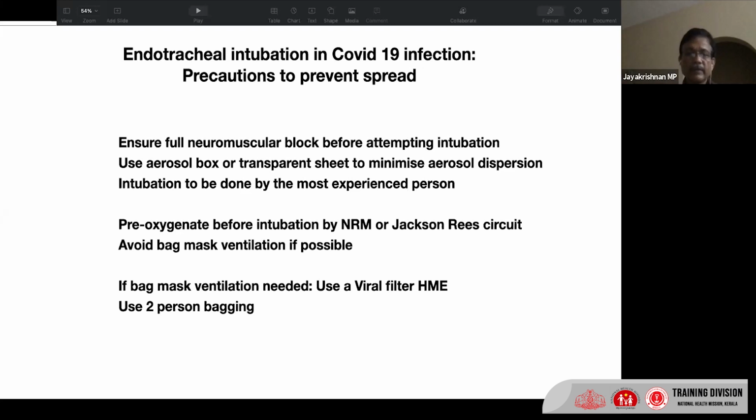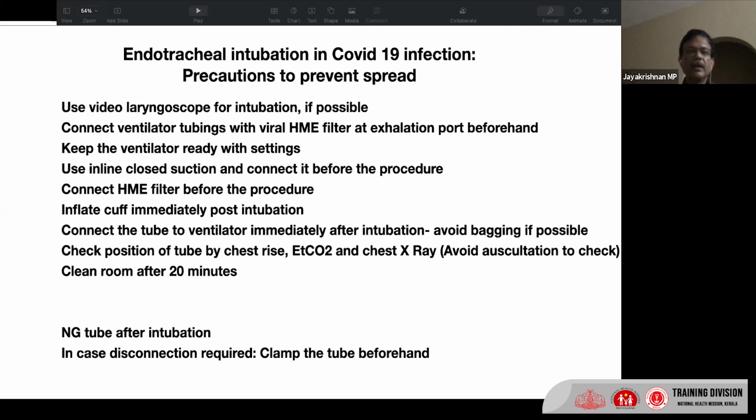And if at all you need to use bag and mask ventilation, again, we use a viral filter HME, which I was discussing, between the mask and the ambu bag. I'll show you one picture there. And if you use a 2-hand bagging, that will be much more effective than the 1-hand bagging, using the EC technique. And some more precautions, because it's very important during our COVID season in case you decide to intubate the child.